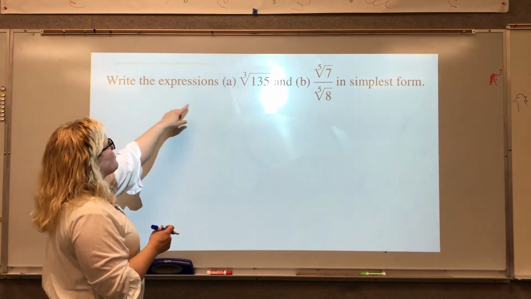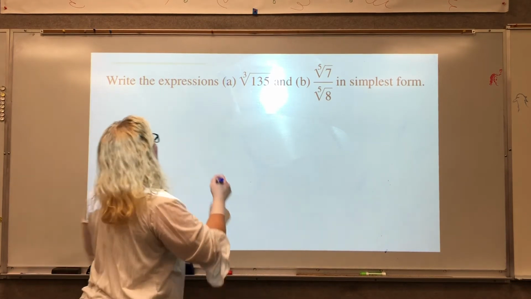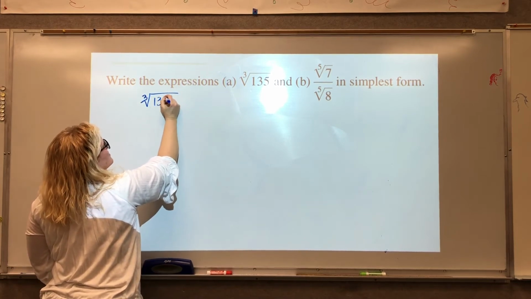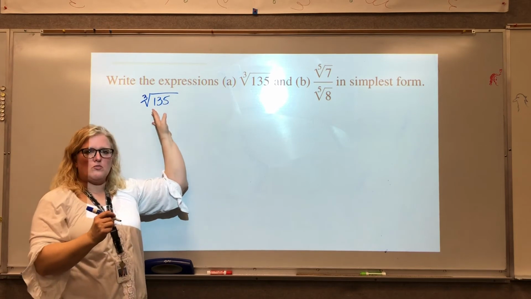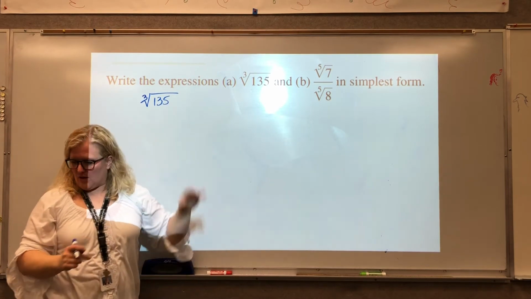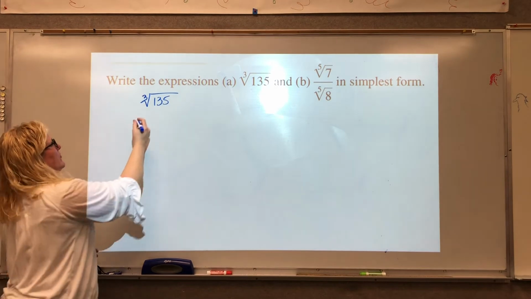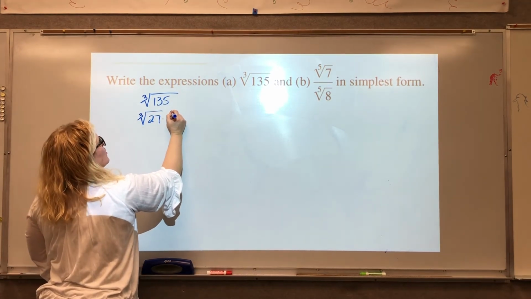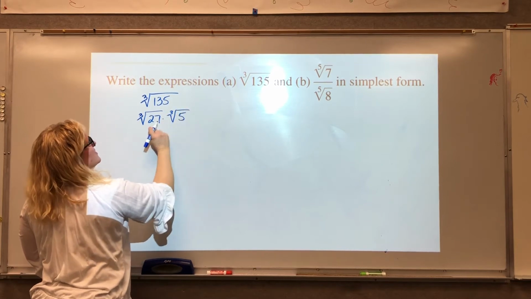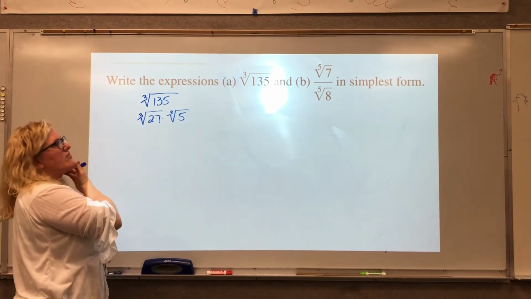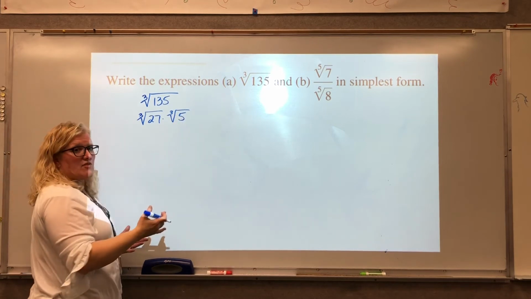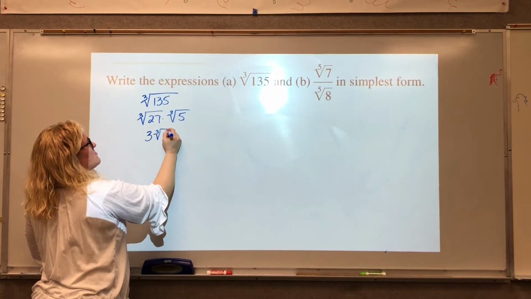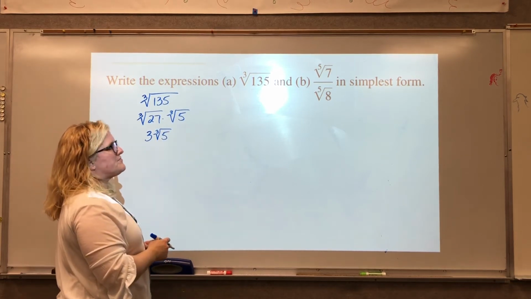Okay, so write the expressions in simplest form. So here I have a cube root, and do I have a perfect cube factor in here? I do. The perfect cube is 27. So 27 times 5 gives me 135. And 5 does not have a perfect cube, so that one's simplified, but the 27 becomes 3. So this is 3 times the cube root of 5.